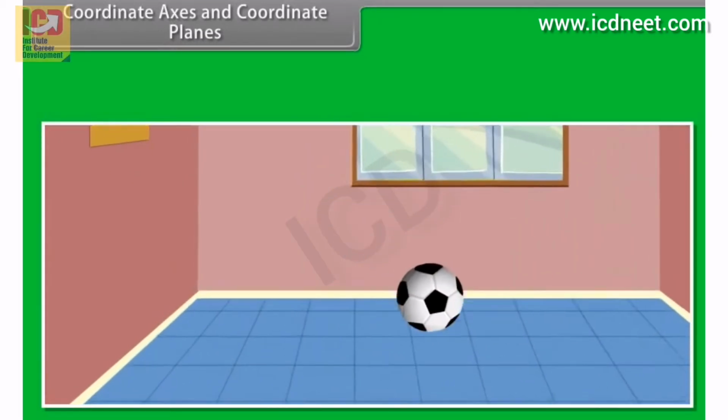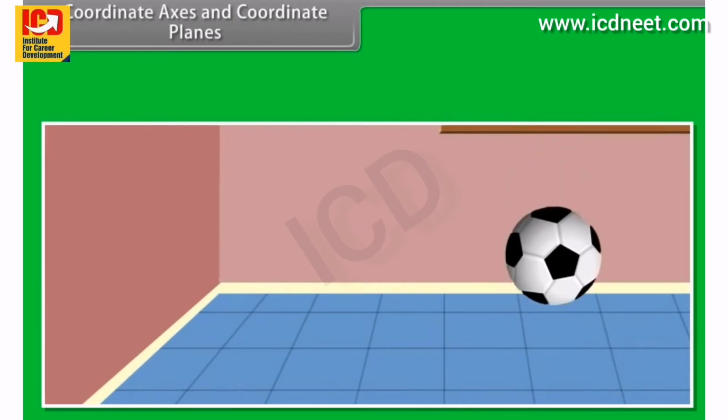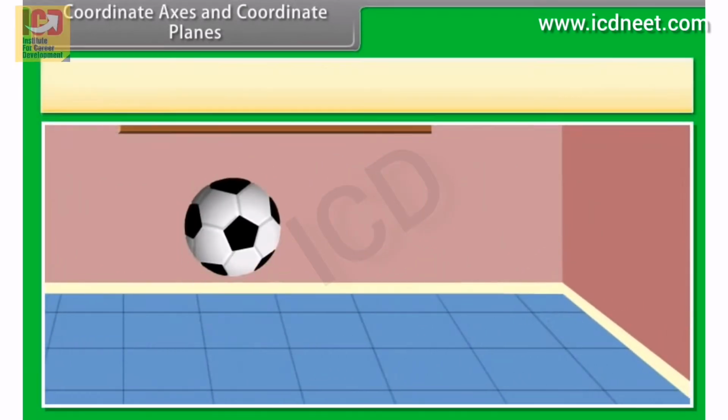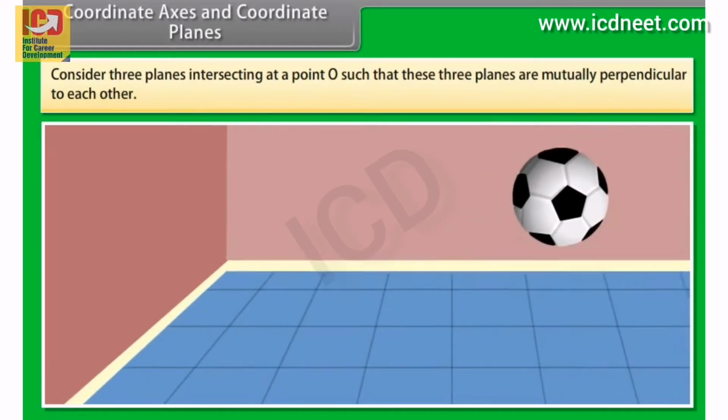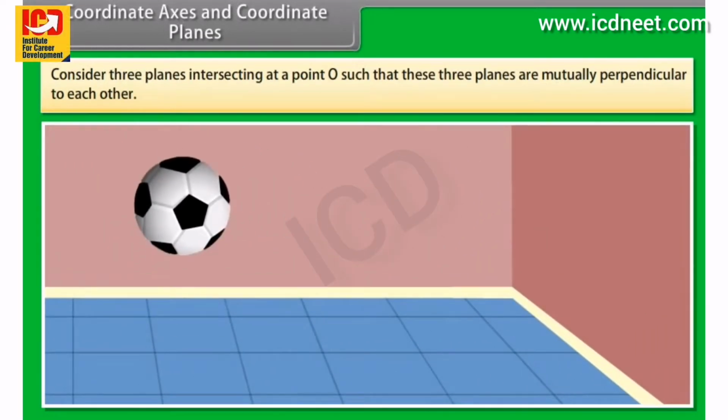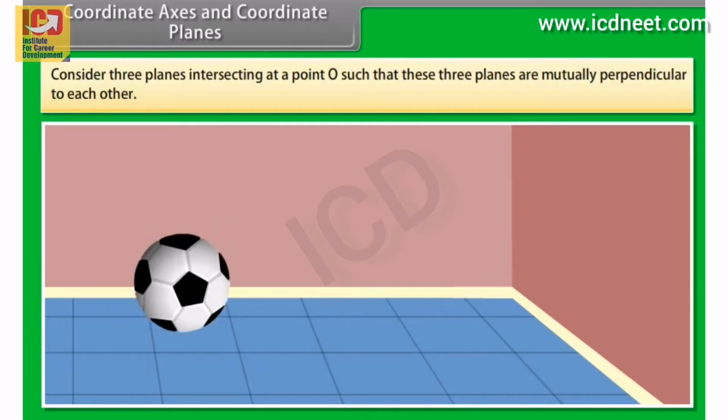Coordinate axes and coordinate planes. Let us take an example of a bouncing ball in a room where one corner of the room is considered as the origin. We can take any corner of the room, for that matter any point of the room, as origin of reference, and relative to that the coordinates of the point change.